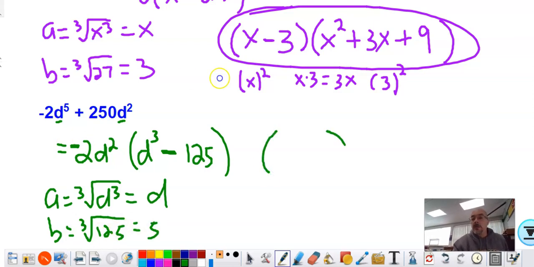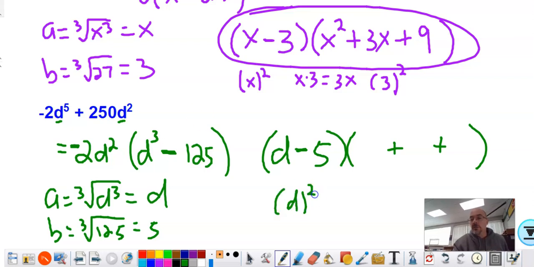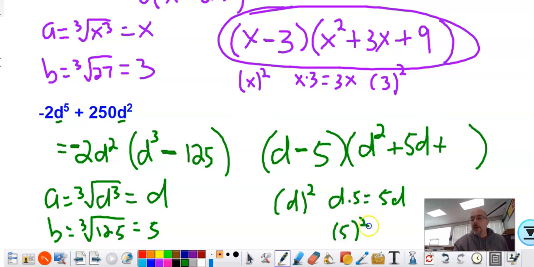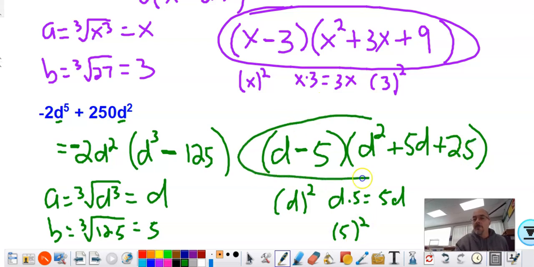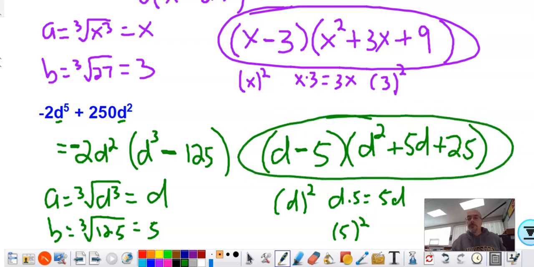All right, let me make my outline here. I've got a minus here, and here I've got the 2 plus signs. This is the last one for this, and then we're going to move on to something else. So my A value is d, my B value is 5, so d minus 5. Now for the next part, I'm going to square the A, which is d, so d squared. Now I'm going to take d times 5, which is 5d. And now I'm going to take the 5, square it, which is 25. Voila, presto, abracadabra, there you go.